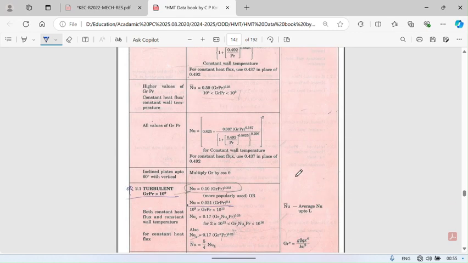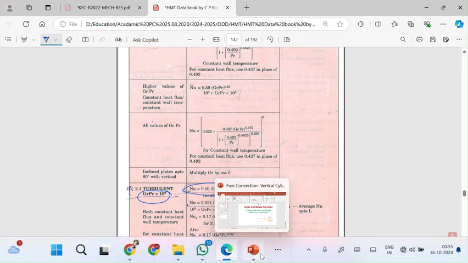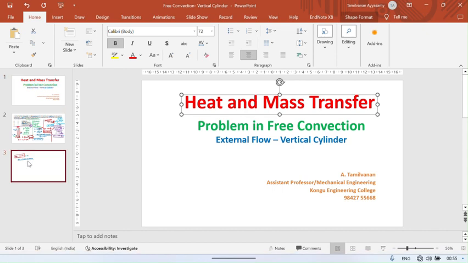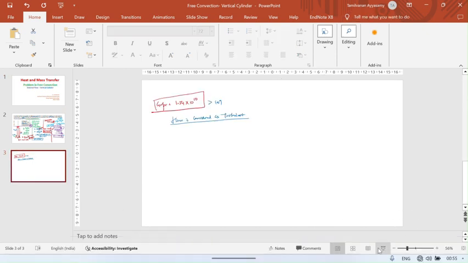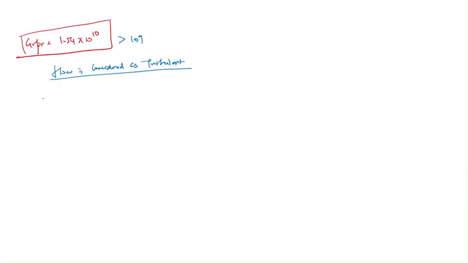Here there is a turbulent GR by raised 10 to the power of 9. The most generally used is Nu equal to 0.10 (GR/PR) whole power 0.333. So now we can enter the values given in the problem in the table here. So Nu is equal to 0.10 (GR/PR) whole power, that is 1 by 3. This is the most commonly used Nusselt number relation for vertical cylinders or surfaces.